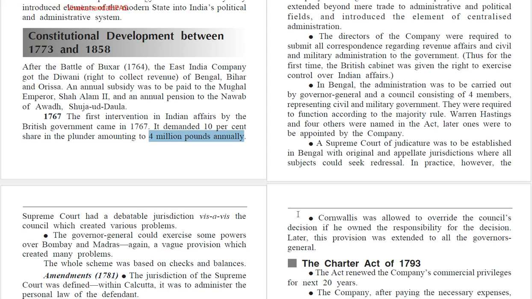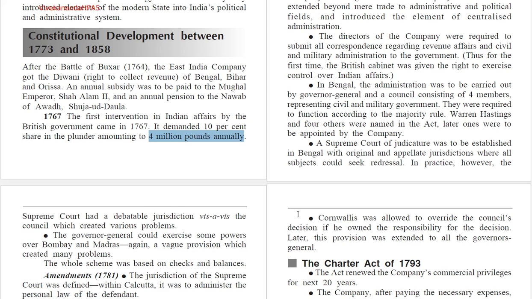Second, Supreme Court of Calcutta, and third, prohibition on corruption. ठीक है, so this is how you remember these particular details. Governor General of Bengal, ठीक है, not India. Understand the situation in 1773.